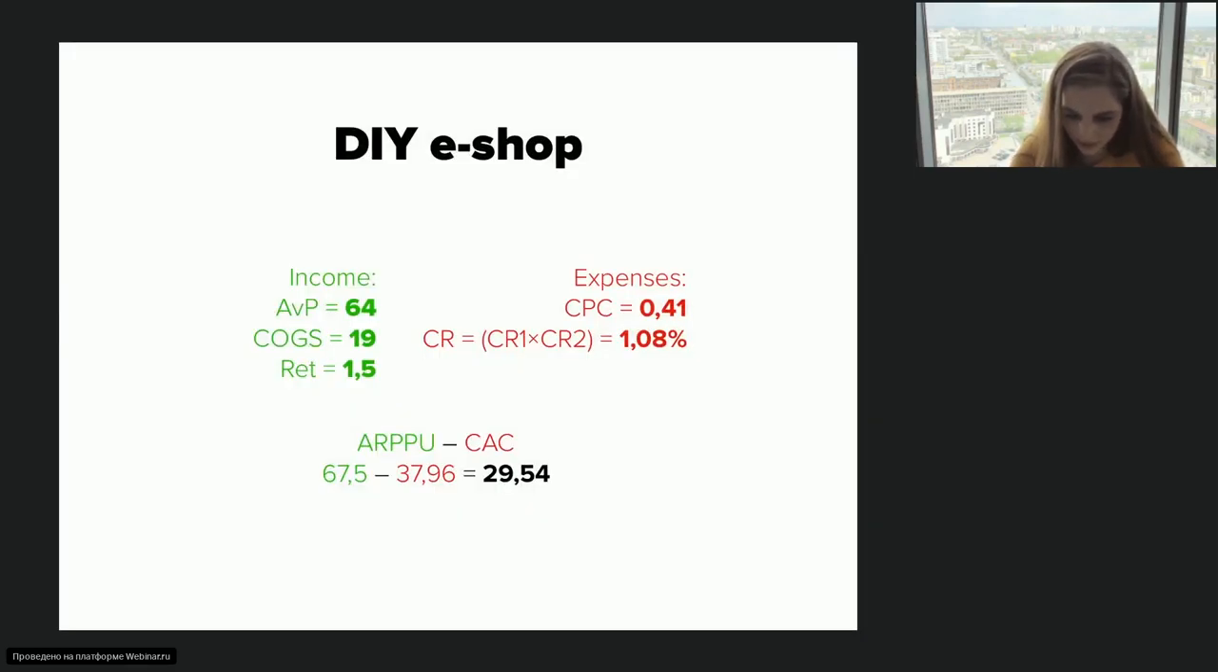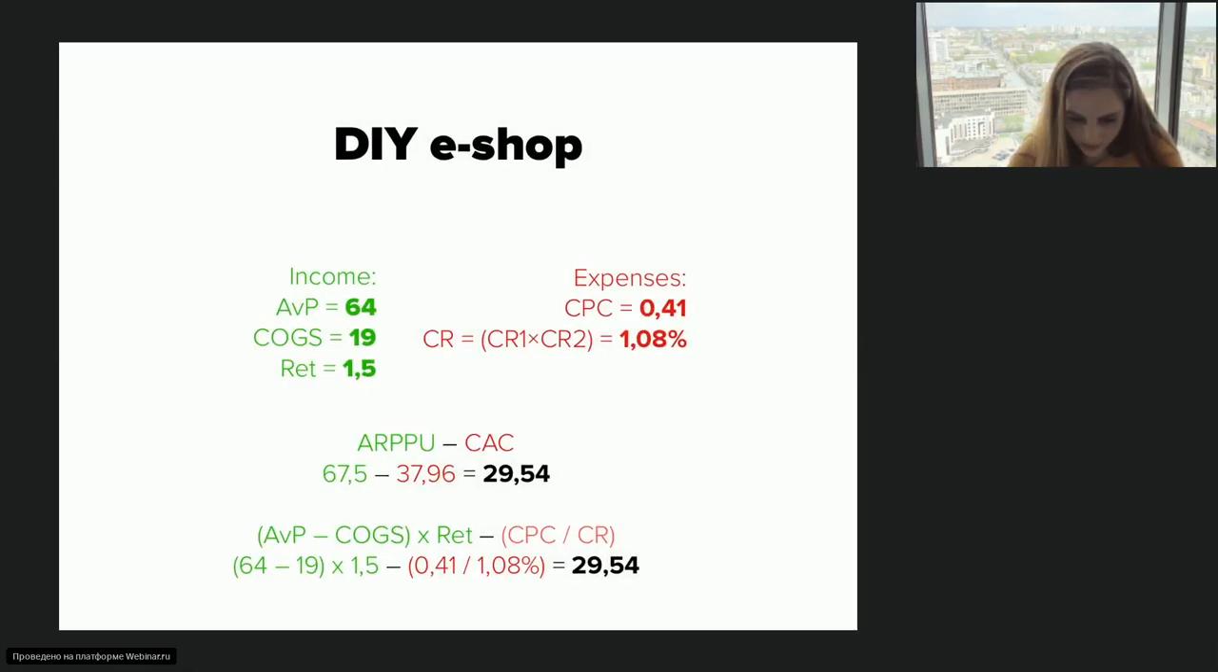Let's calculate it over here by the formula. Can you remember it? Yes, it's on the bottom. 20 or somehow 30 euros, right?